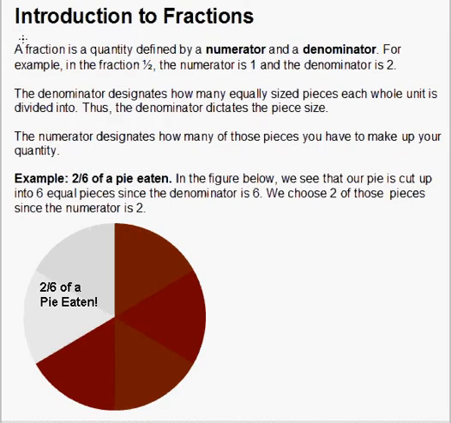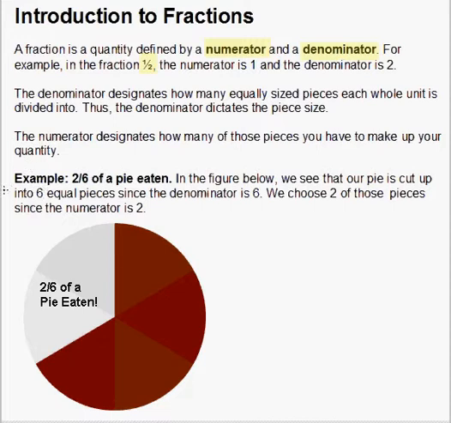A fraction is a quantity defined by a numerator and a denominator. The denominator tells you how many equally sized pieces each whole unit is divided into. The numerator tells you how many of those pieces. So if we have the fraction 1/2, that means we take a whole unit, divide it into 2 equal pieces, and we're taking one of those pieces.